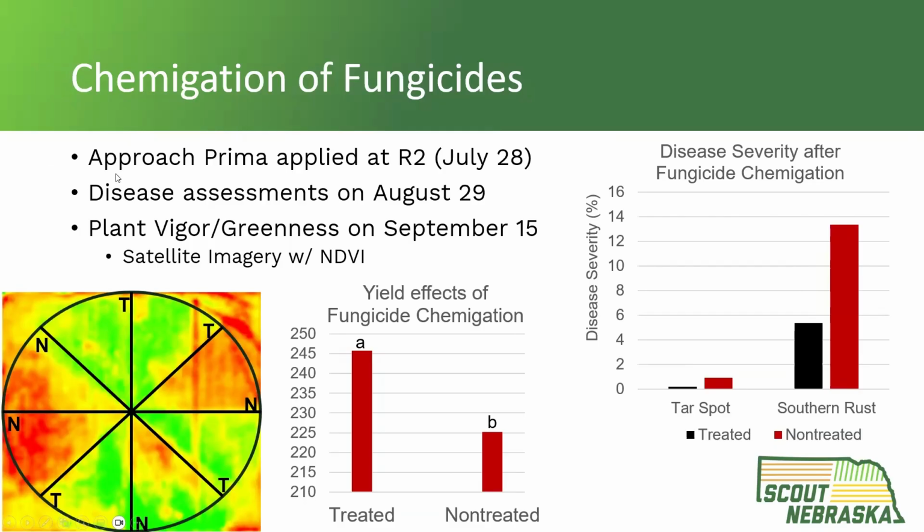Last year with the Nebraska On-Farm Research Network, we got approached Prima applied at R2 in late July. When we did disease assessments about a month later, we found that we had significantly less disease in our treated plots. That is both tar spot and southern rust. It really did a very good job of controlling disease in that field. And when we went back and did some yield estimations, we got about 21 bushels greater in our treated plots than our non-treated. And so fungicides really paid last year.